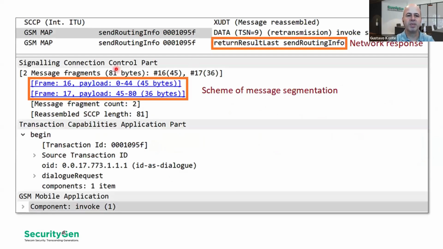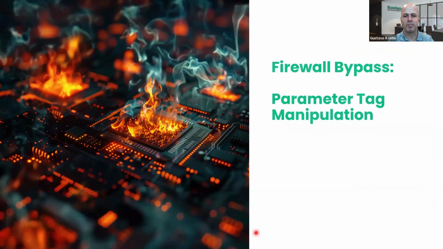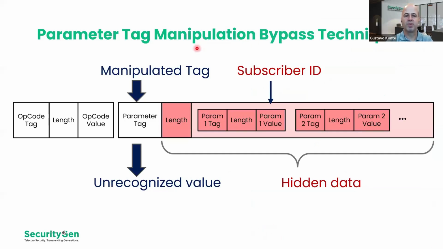The message can be split in bigger chunks. Instead of 40, 45, you can tweak this as much as you want. And then you finally get a response. You get a response for send routing info. And you get to learn the IMSI, you get to learn sometimes the subscriber location, and all that was being concealed from attackers before. A second method, which is also used nowadays, is parameter tag manipulation. Those are methods used for SS7. I forgot to mention the 2 methods we're presenting today.